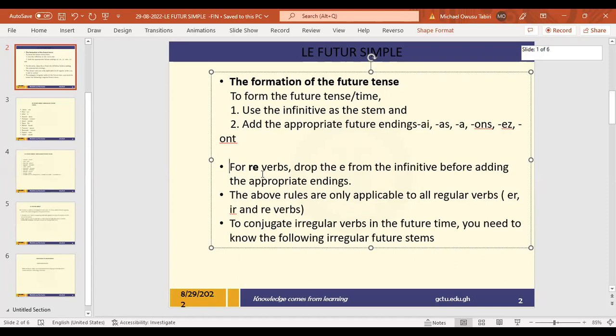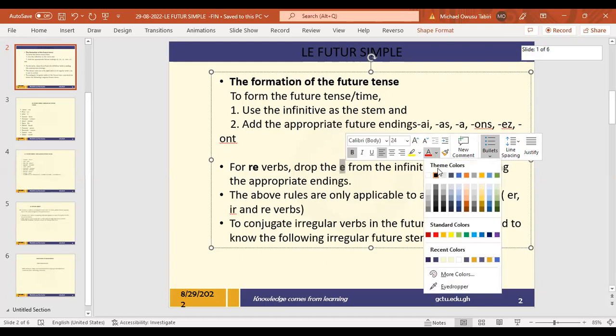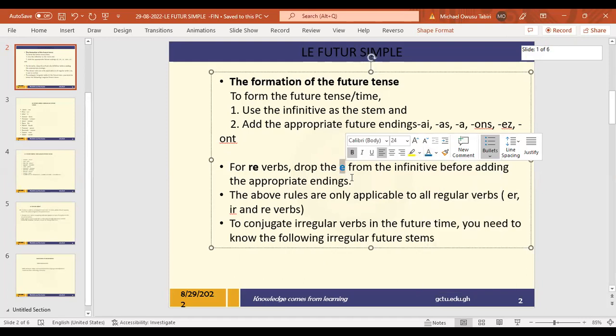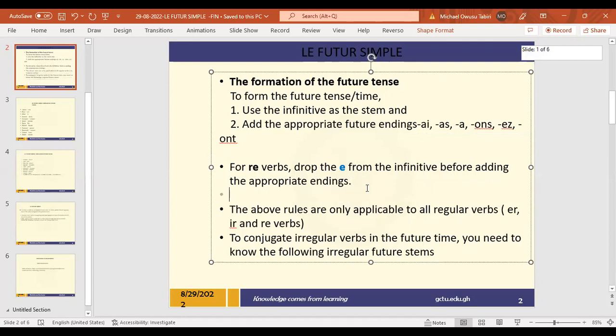But when it's about RE verbs, you need to drop the E. Drop the E from the infinitive before adding the appropriate endings. That is it. For example, if it's about the verb prendre.